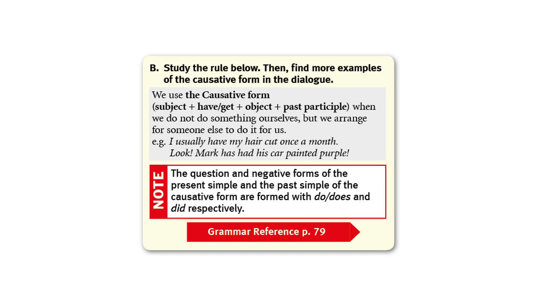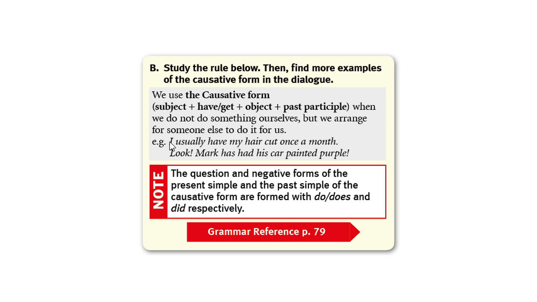B. Study the rule below, then find more examples of the causative form in the dialogue. We use the causative form. نستخدم الصيغة السببية نضيف فيها السبجكت الفاعل have get الفعل have أو الفعل get، ثم نأتي بالمفعول به، وبعد ذلك نأتي بالتصريف الثالث إما ed أو نأتي بالتصريف الثالث من الأفعال غير المنتظمة past participle. When we do not do something ourselves عندما لا نقوم بشيء بأنفسنا but we arrange for someone else to do it for us ولكن نجعل من يقوم به عنا.